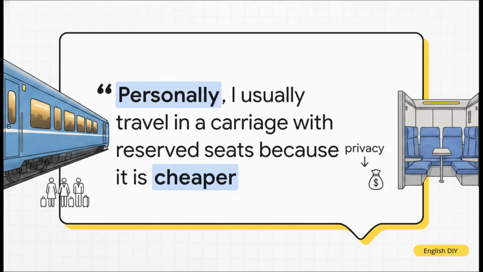And here is your third speaking pattern. When you want to share your own personal choice, you simply say, personally, I prefer. Let's try plugging our vocabulary into that. Personally, I prefer a carriage with reserved seats because it is cheaper, but sometimes I choose a compartment carriage for more comfort and privacy. That right there is a fantastic, advanced sentence structure that examiners absolutely love.